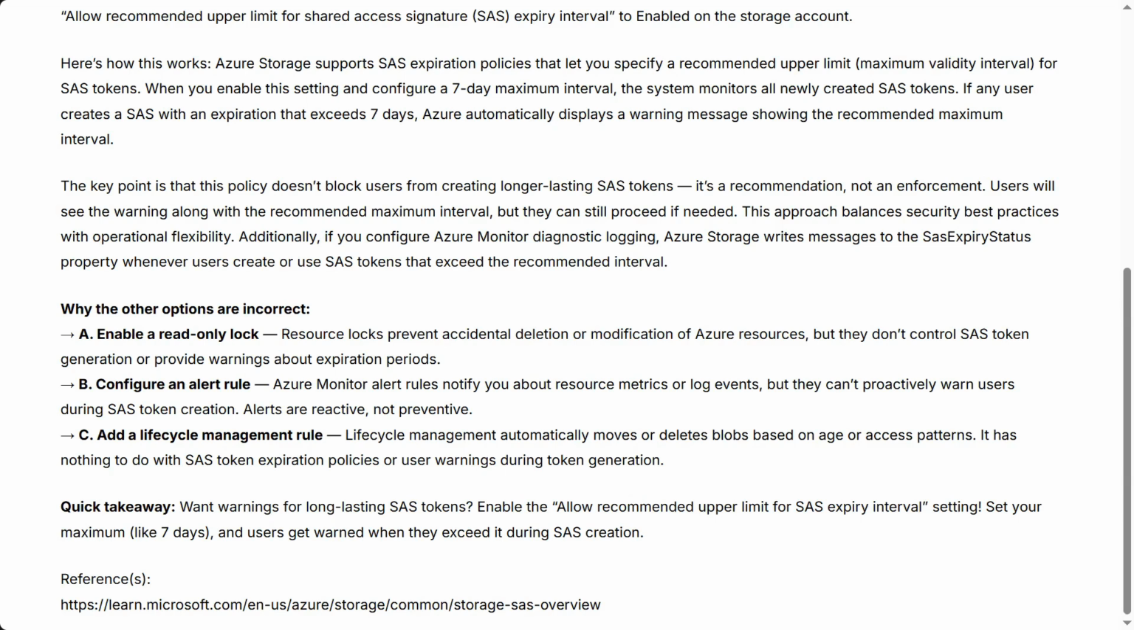Quick takeaway. Want warnings for long-lasting SAS tokens? Enable the Allow Recommended Upper Limit for SAS expiry interval setting. Set your maximum, like 7 days, and users get warned when they exceed it during SAS creation.